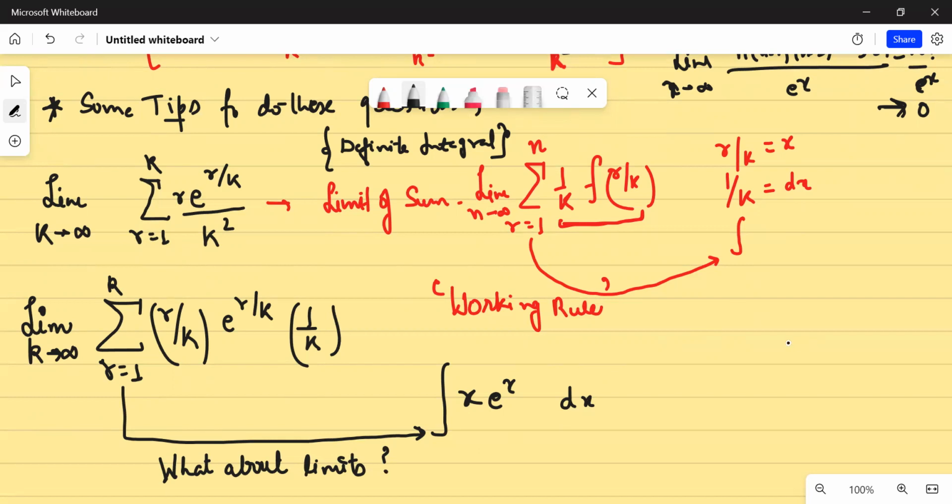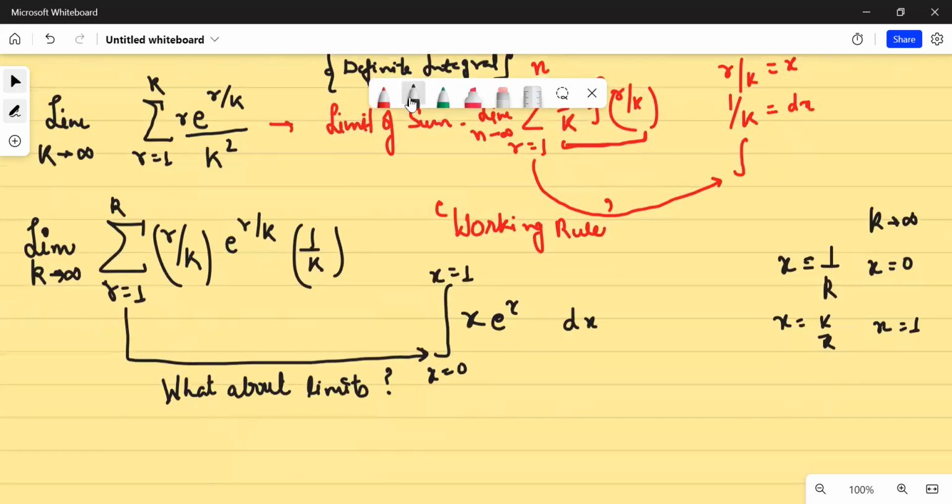So you see the lower limit, x is given by 1 upon k, and the upper limit x is given by k upon k. See, r upon k is equal to x only, no? So lower limit of x will be 1 upon k, the upper limit would be k upon k, as k tends to infinity. So your lower limit would be x equal to 0 and upper limit would be x equal to 1. So I'll write x equal to 0 here and I will write x equal to 1 here. Is that clear? Yes. And if I want to integrate this stuff, what I'll get? I'll simply get, you know, integration by parts.